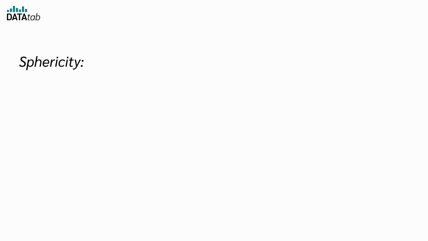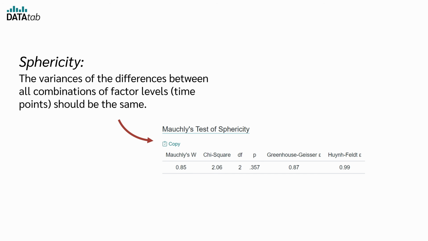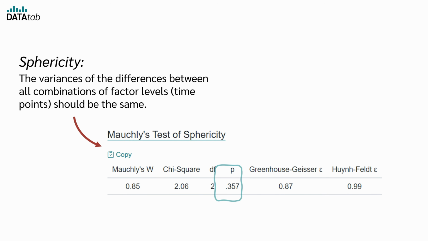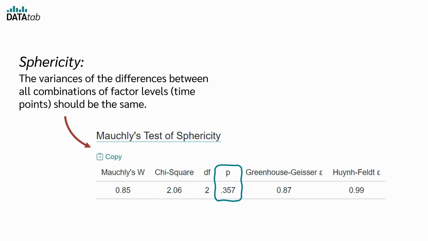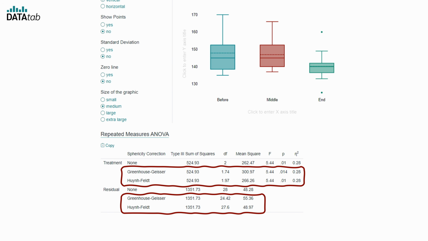Number 2. Sphericity. The variances of the differences between all combinations of factor levels or time points should be the same. This can be tested with the help of Mauchly's test for sphericity. If the resulting p-value is greater than 0.05, we can assume that the variances are equal and the assumption is not violated. In this case, the p-value is greater than 0.05. Therefore, this assumption is fulfilled. If the assumption is violated, adjustments such as Greenhouse-Geisser or Huynh-Feldt can be made.